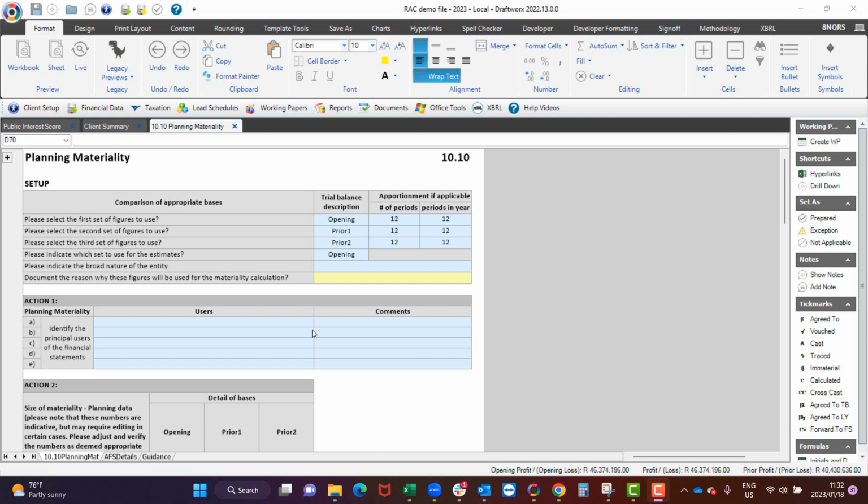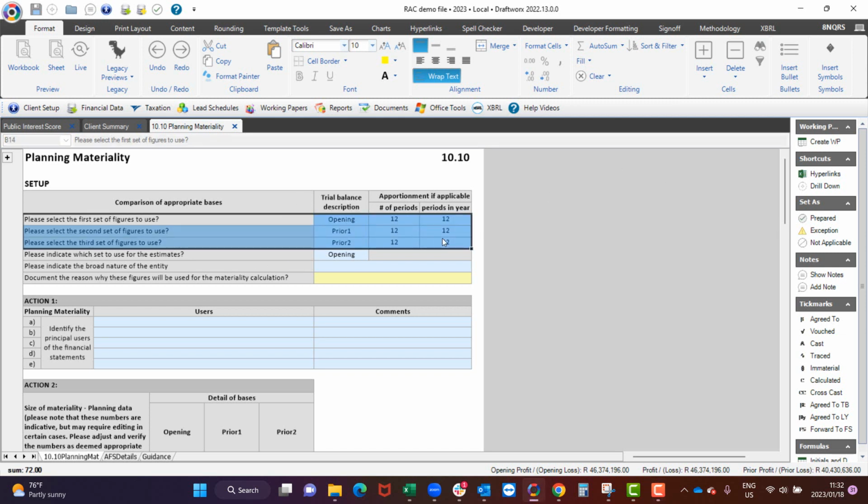Okay, so we find ourselves now in working paper 10.10, which is the planning materiality working paper. So firstly, we are dealing with the setup section. In the setup section, you need to decide which set of figures to use in calculating your materiality. So we give you three options. You either can use your opening, prior 1 or prior 2.